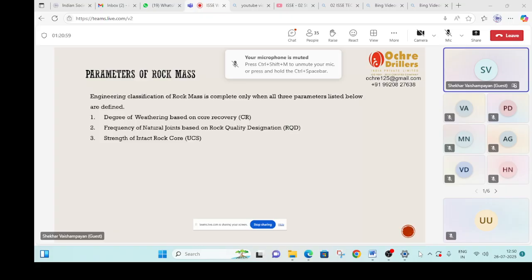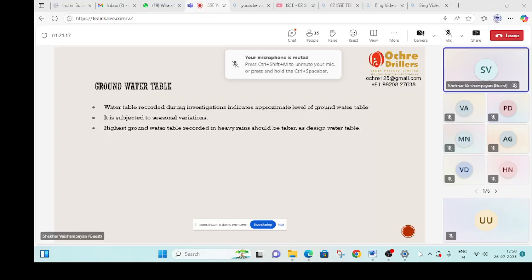So it is not necessary that a very high core recovery means a very high strength. Strength comes from the mineralogical composition, and recovery comes from the weathering. Okay. So these three parameters chiefly define the classification of rock mass.